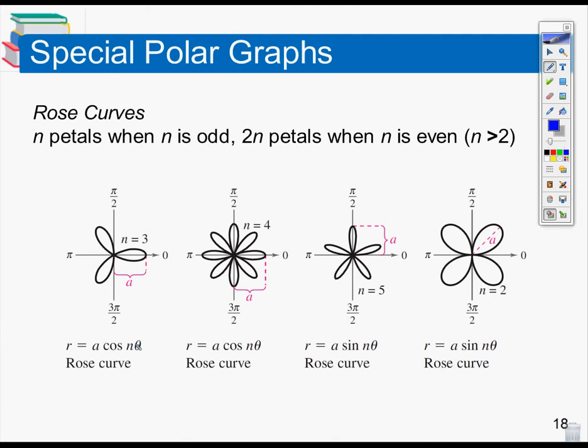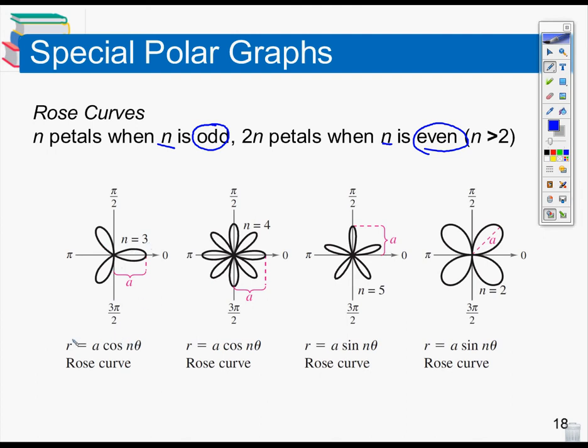So there's really only like 2 pieces of information that go along with this. It can be cosine, it could be sine, as long as there's a number multiplying your theta value in those cases. And the 2 things that go along with it is, is the n value odd, or is the n value even? Alright? If the n value is odd, you're going to have as many petals as your n tells you. Like, for example, in this case, I have 3 petals. My n value is 3.